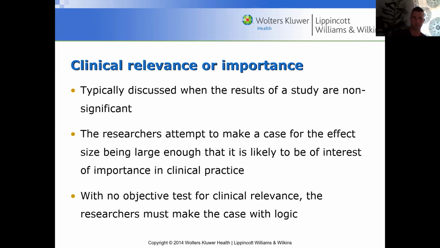Clinical relevance or importance is typically discussed when the results of a study are non-significant. The researchers attempt to make a case for the effect size being large enough that it is likely to be of interest, of importance in clinical practice. With no objective test for clinical relevance, the researcher must make the case with logic. So again, you do an experiment. All right, well, how can we use it? What's the clinical relevance? How important is this? What does this mean?